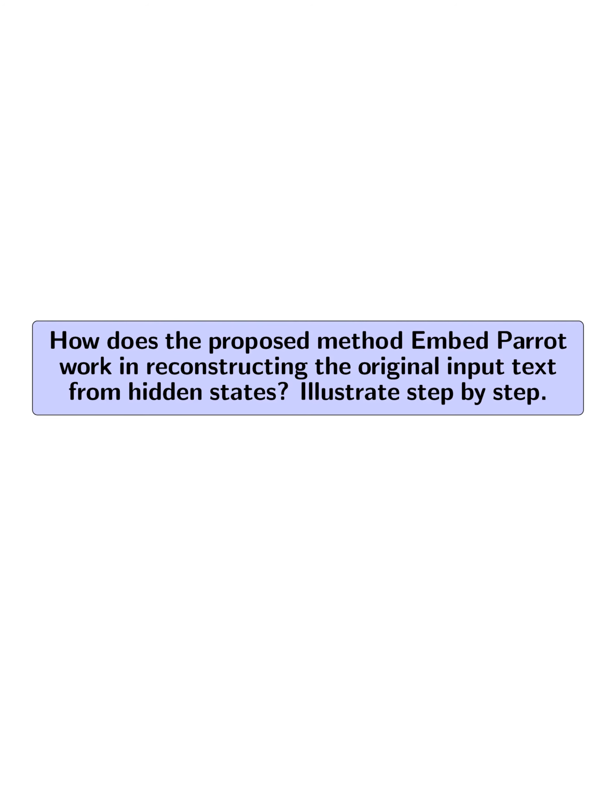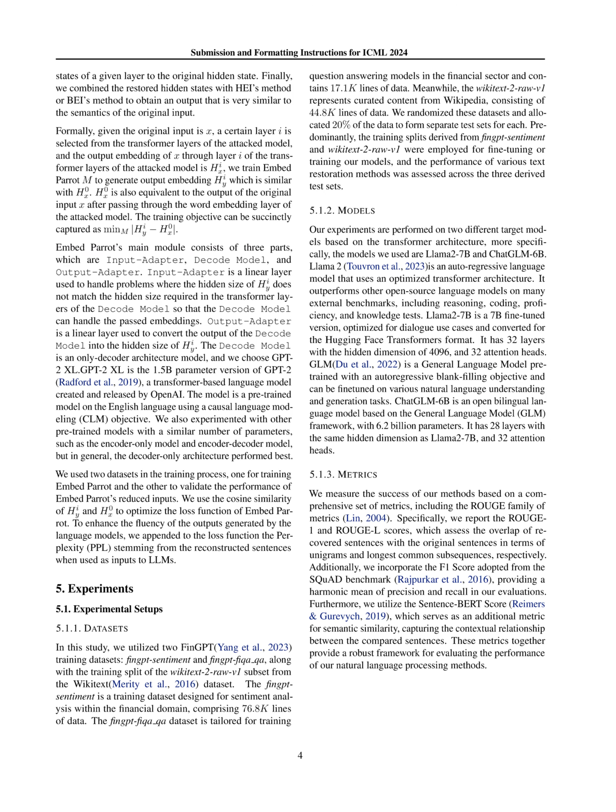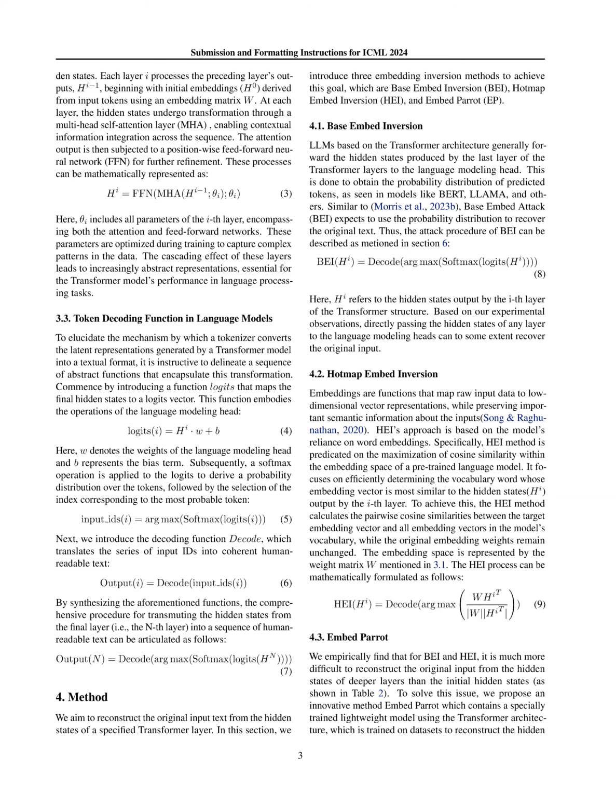How does the proposed method Embed Parrot work in reconstructing the original input text from hidden states? Illustrate step by step. The proposed method Embed Parrot works in reconstructing the original input text from hidden states by first selecting a certain layer i from the transformer layers of the attacked model. Then the output embedding of the original input x through layer i is obtained as h_i_x.